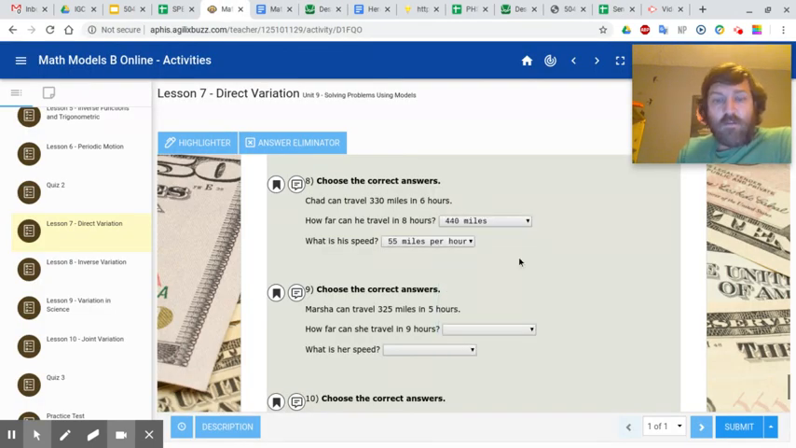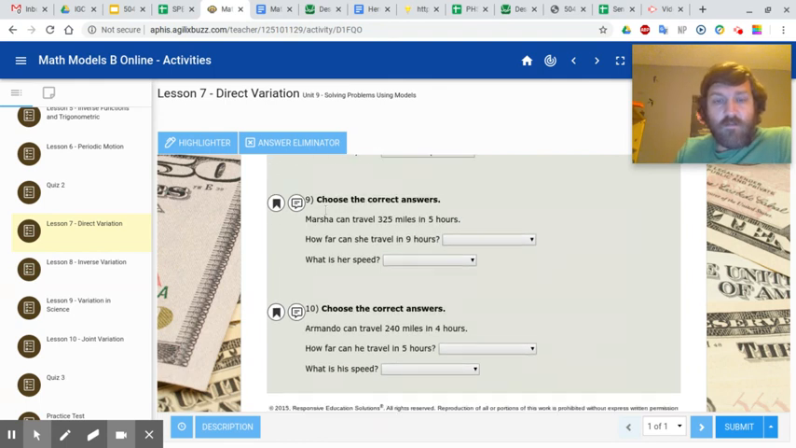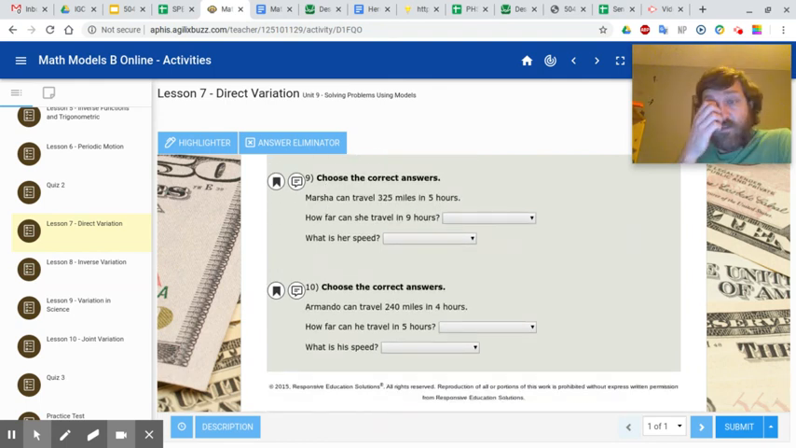Let's find that one. Yes. Okay. So the rest of these are pretty much like that. In fact, 9 and 10 are both exactly the same concept. Find the miles per hour, put that here, multiply that times the hours to get the answer for this. And then you're done with that one.